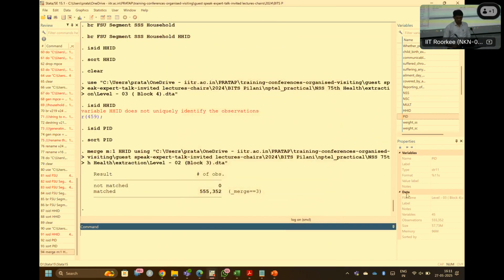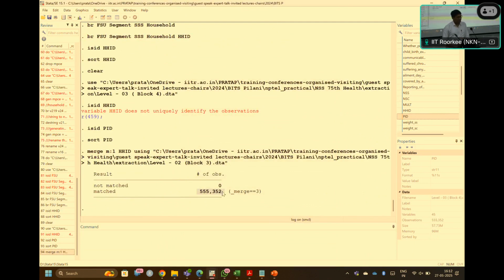Yes. So the number of variables is now 45. One thing to check again: you have to quickly cross-check whether the matching is with a higher number or not. Not necessarily. 5,55,352 are matched in all the rounds, all the levels. Okay, so that is the first step.